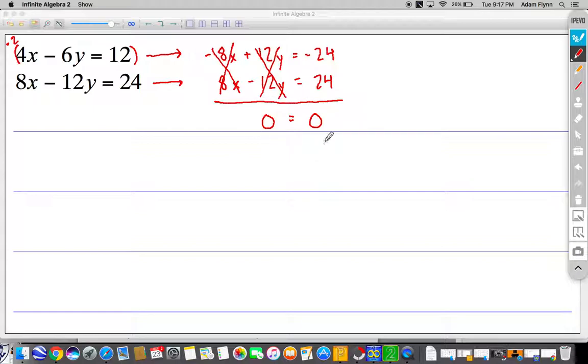So now I need to examine this. First off, does 0 equal 0? Yes. This is true. And whenever we are left without variables, and we have an equation that is true, we know our solution will be all real numbers, because these two lines are actually the exact same. They overlap one another. So it doesn't matter what ordered pair we pick, we plug it into the top equation and the bottom equation, they will both be satisfied.